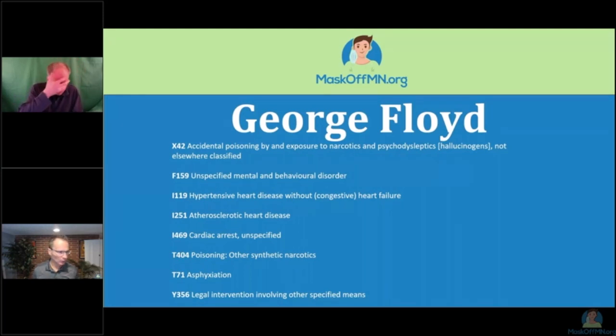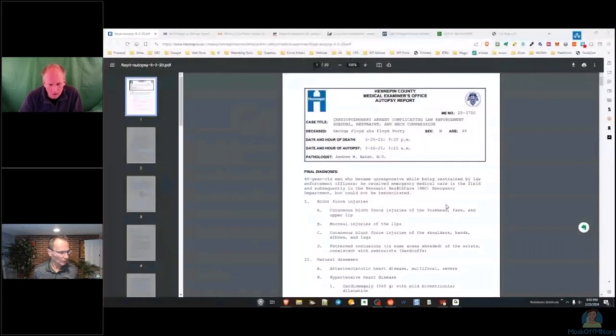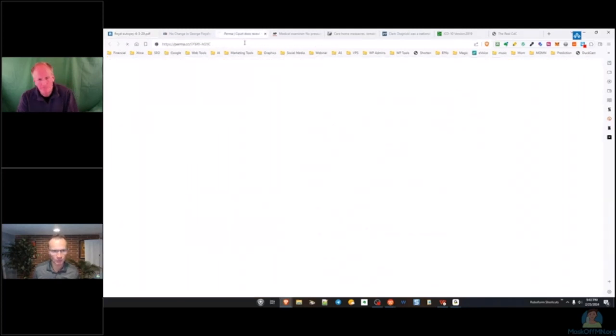But if we take a look at the report that came out, this is actually still on the Hennepin County's website. It's right here. Yeah, you could argue that Y356 would include that subdual neck restraint. I don't like it, but you could argue that. But what's strange is there is evidence of this medical examiner saying things that go against that a little bit.